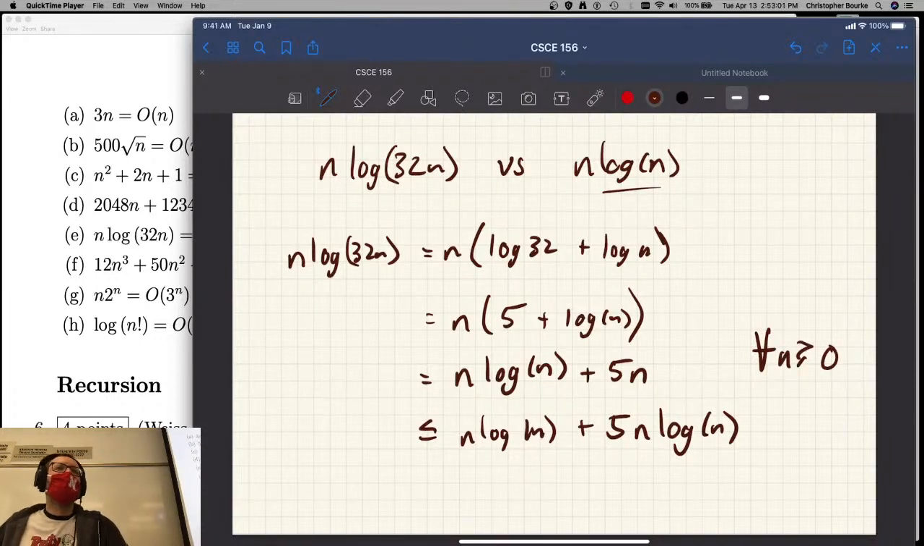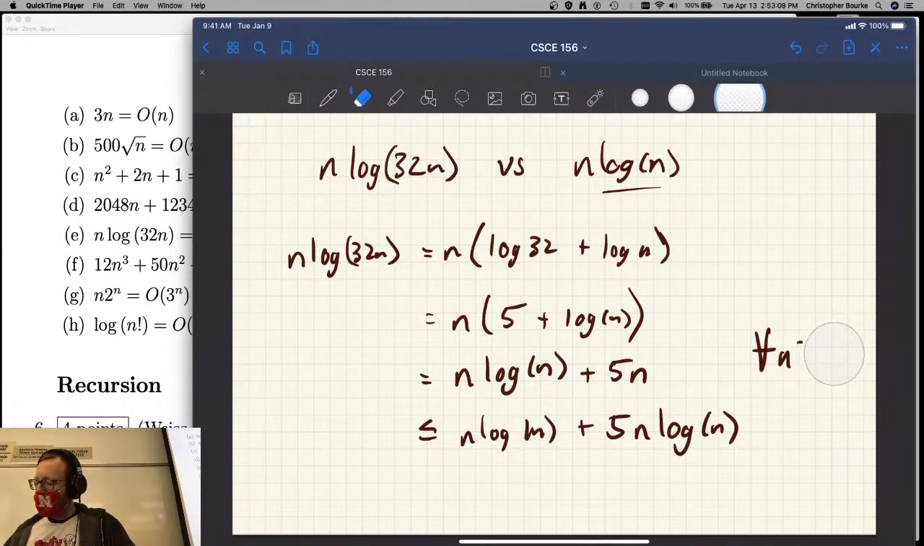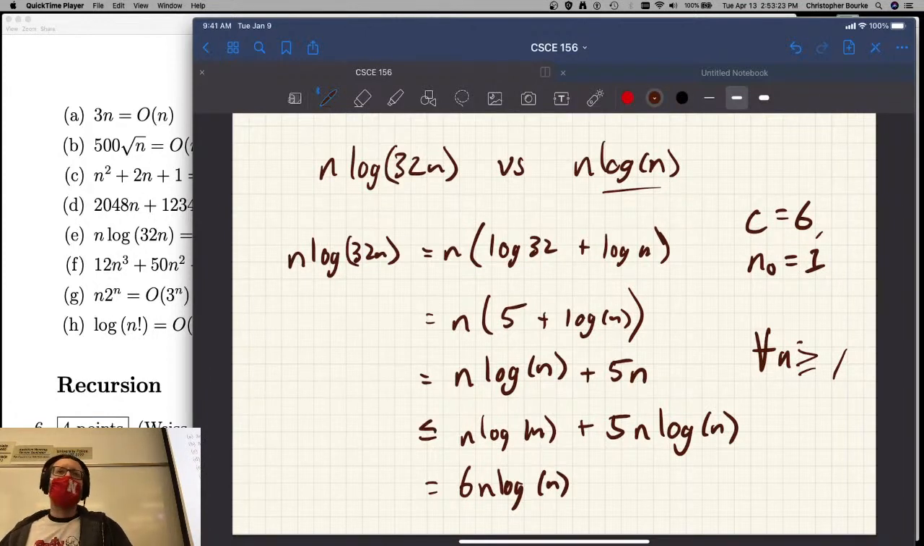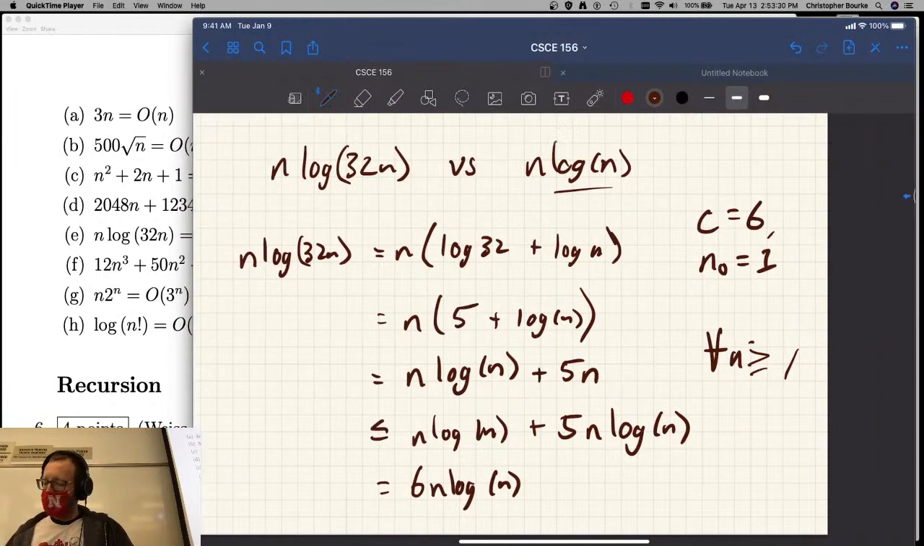Careful. Is log 0 defined? Nope. Log 1 is defined, so we're good there. Right? And that's equal to 6n log n. So for c being 6 and n0 being 1, the inequality holds. You just have to be careful with your algebra and make sure that it's all valid. Right?